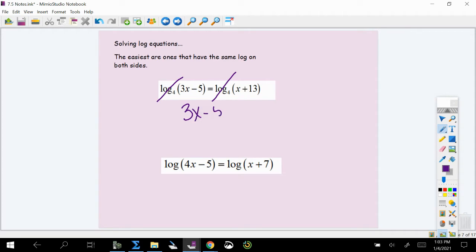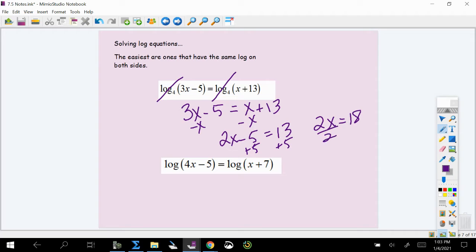So in this first one, you will write down 3x minus 5 equals x plus 13. You should be left with something really easy to solve, something that is a basic linear equation. So we get 2x minus 5 equals 13. Add 5 to both sides, you get 2x equals 18. And then finally divide by 2 to get x equals 9. And all you're going to do on this in Delta Math is just plug in what you get for x. And you tend to get pretty nice answers. You don't get a lot of decimals for these.